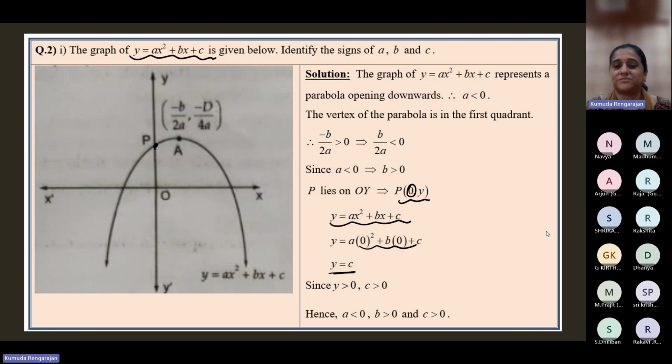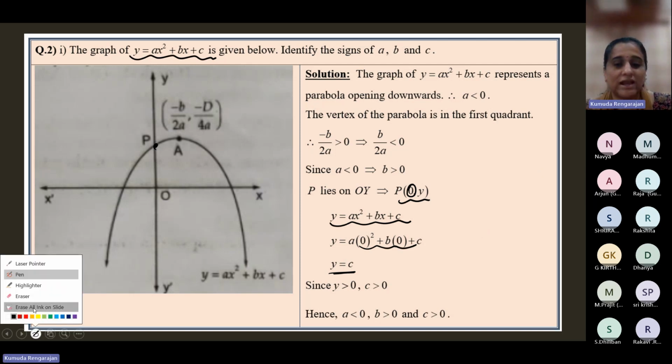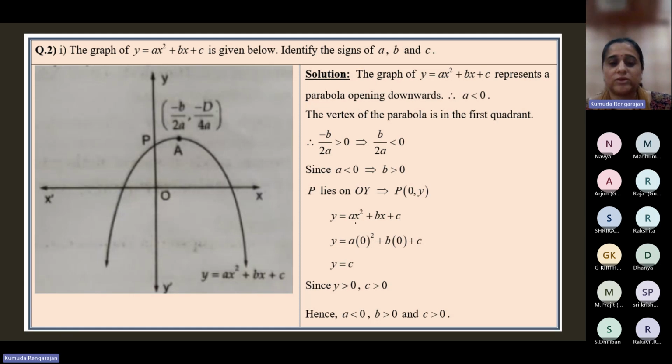So this one will help you to judge the value of c. When you give x equal to 0, you get y is equal to c. What is y? See, c is equal to y, and we have y here. C value is nothing but y value. We don't know the value of y, but we know y lies here. And what is this? It's the positive side of the y-axis. So since y is positive, c is positive.